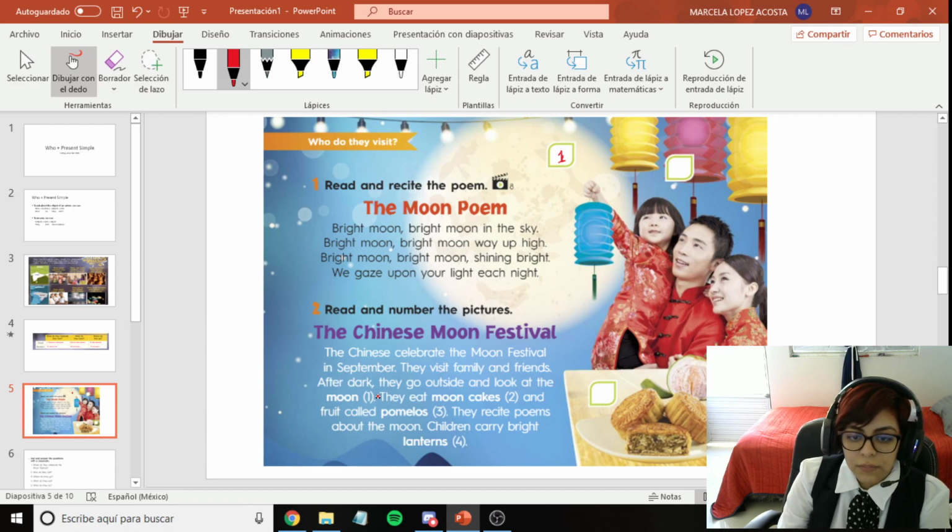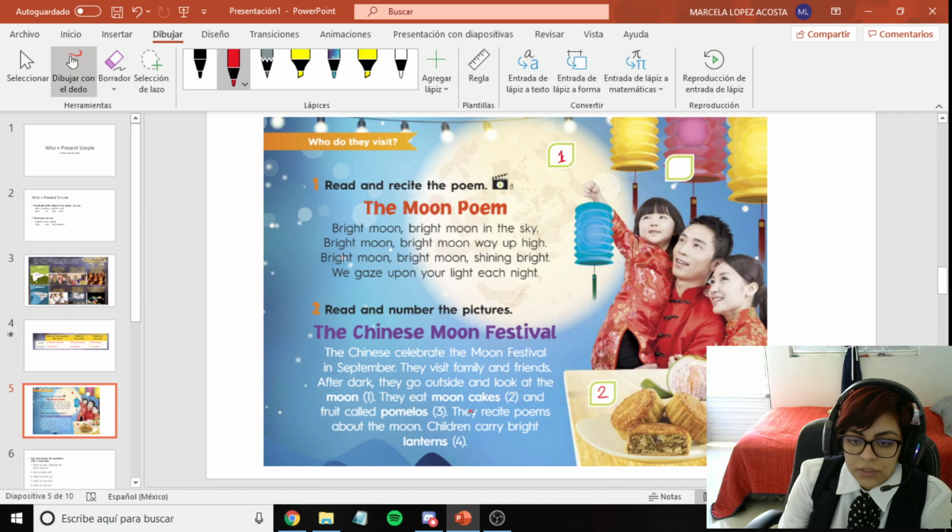Which one is the number two that says they eat mooncakes? Where are the mooncakes? Are these the mooncakes? No, it is this one. These are the mooncakes. They eat mooncakes and a fruit called pomelos. Which one are the fruits? Okay, they are these ones, right? The number 3.